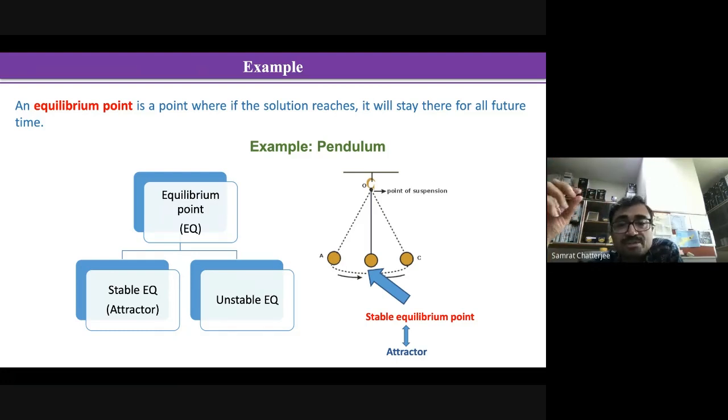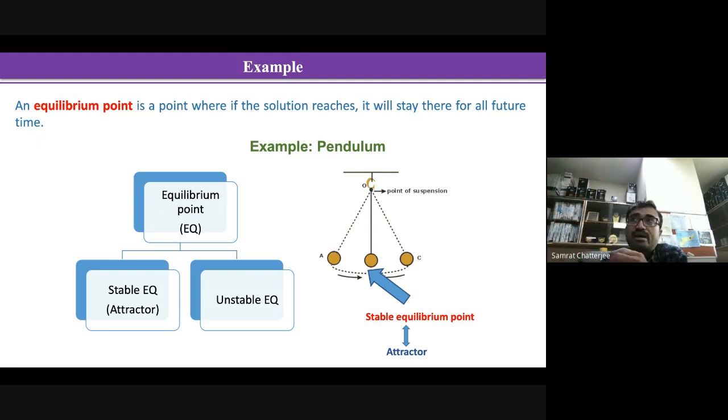But then the problem is that nothing stays at A and C. At B, you can imagine that after a certain time period, the pendulum will stop, so it is an equilibrium point. But why A and C? Because A and C are points where, if you imagine, X dot becomes 0. But it is not a stable equilibrium point, which is the difference between B and A and C. From A and C, it will not stay, while at B, it will stay there.